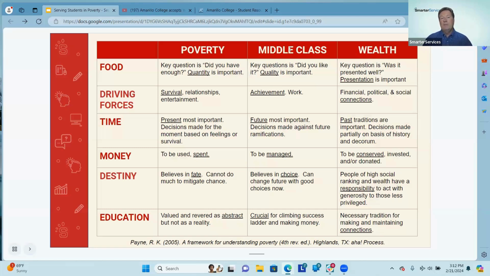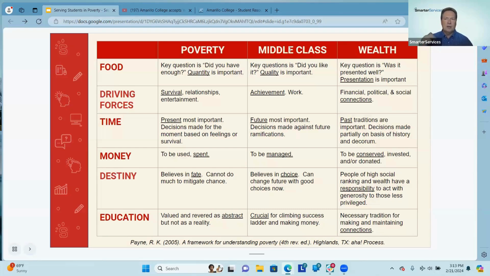How about money? Well, for those of us in the middle class, we've got to manage it, right? We've got a budget, and we're watching that bank account as the end of the pay period gets close. We're managing our money. Well, persons in the wealth class, they're conserving their money, they're investing their money, hopefully they're donating their money. But for persons living in generational poverty, money is something that's spent at the moment because it's needed. You don't have very much of it. So when you get it, you spend it kind of quickly. So you see there how the framework about money is different.